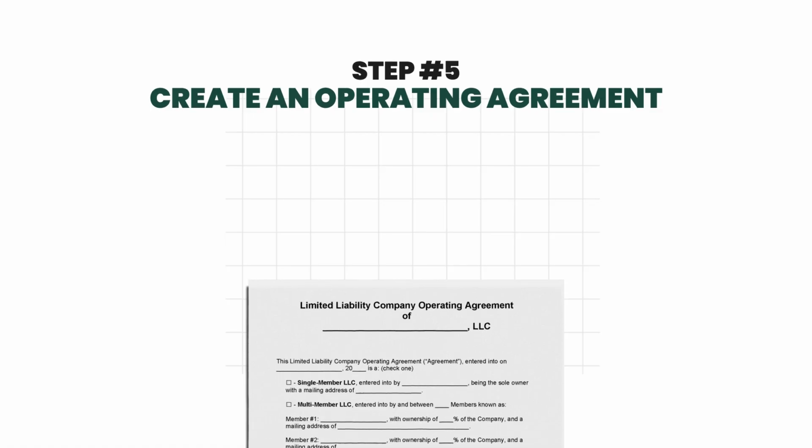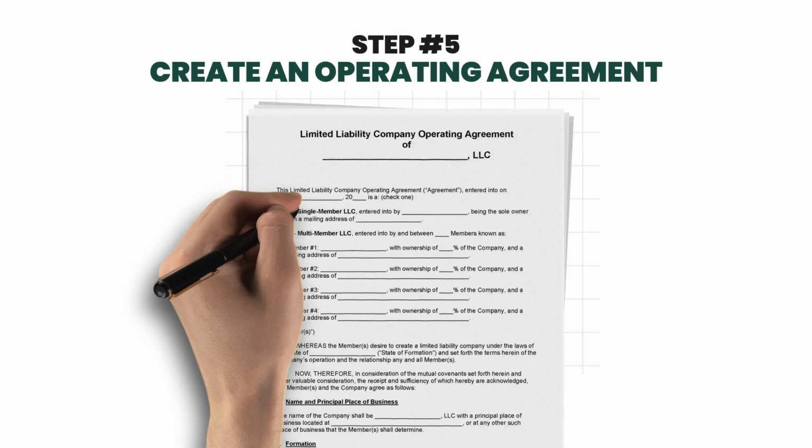So let's move on to step number 5, create your operating agreement. Now, this is usually a private document, so we're good on privacy here, and it outlines how your business is structured and how it operates. Now, some states mandate that you have this agreement in place and some do not, but in either case, it's typically recommended for you to have to prevent legal issues that may come up as it relates to your LLC.